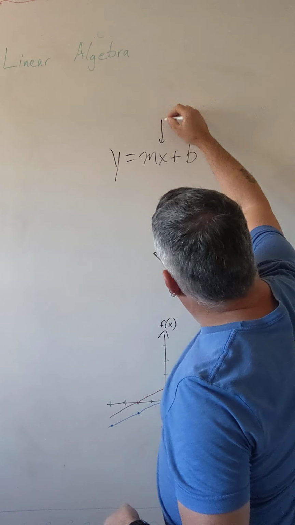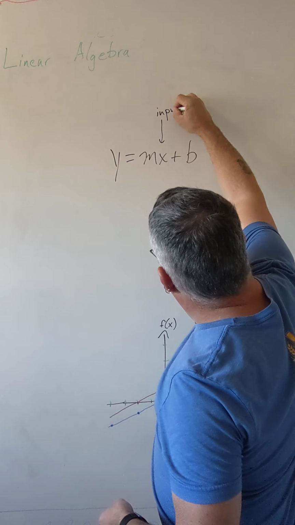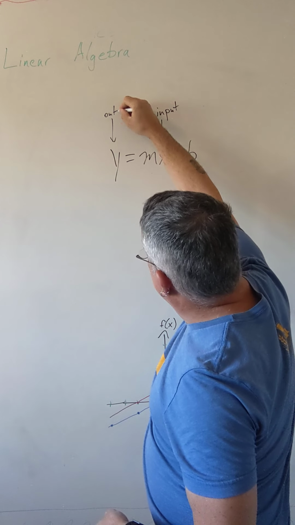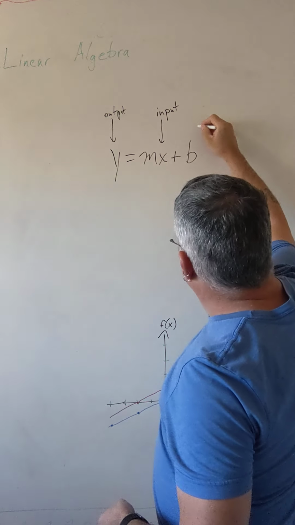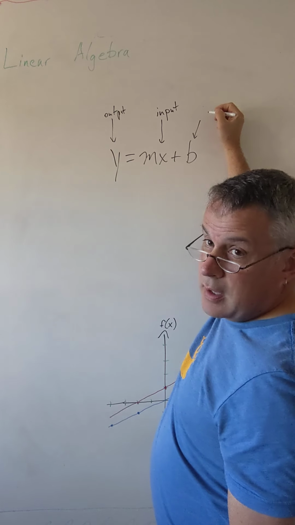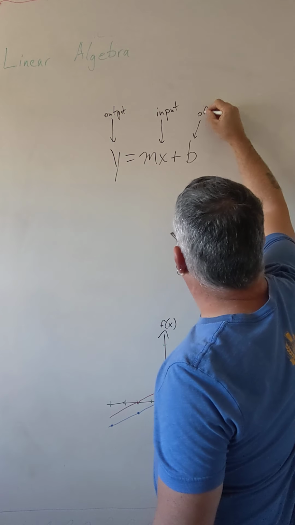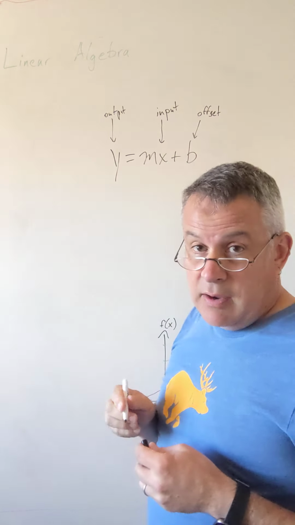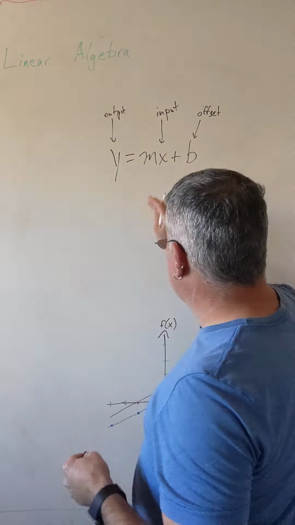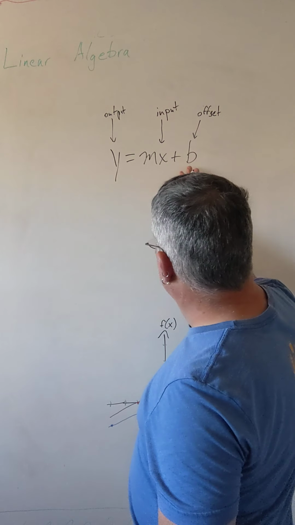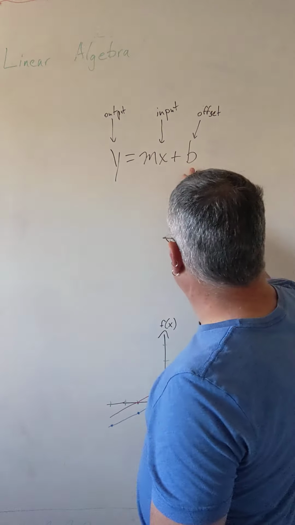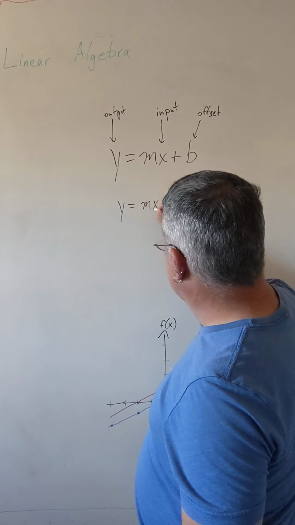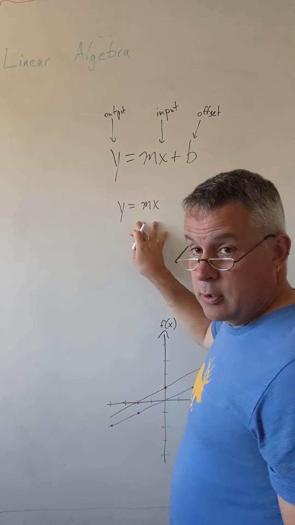This has an input and an output. That's going to be true of our linear equations as well. But there's also this offset over here, which means that it's actually an affine relationship. And so what I want to show is what happens if we, for a moment, skip the offset and just think about y equals m times x. This is an example of a linear equation.